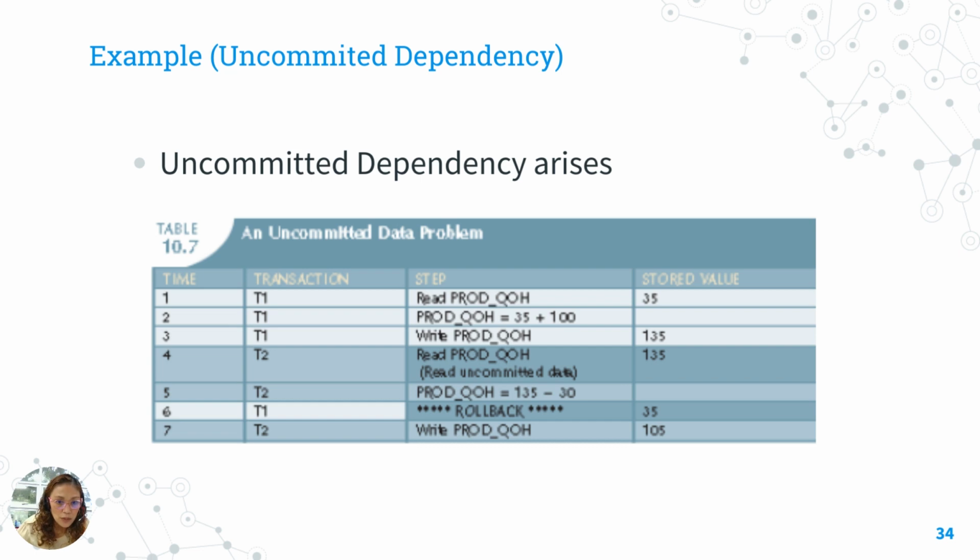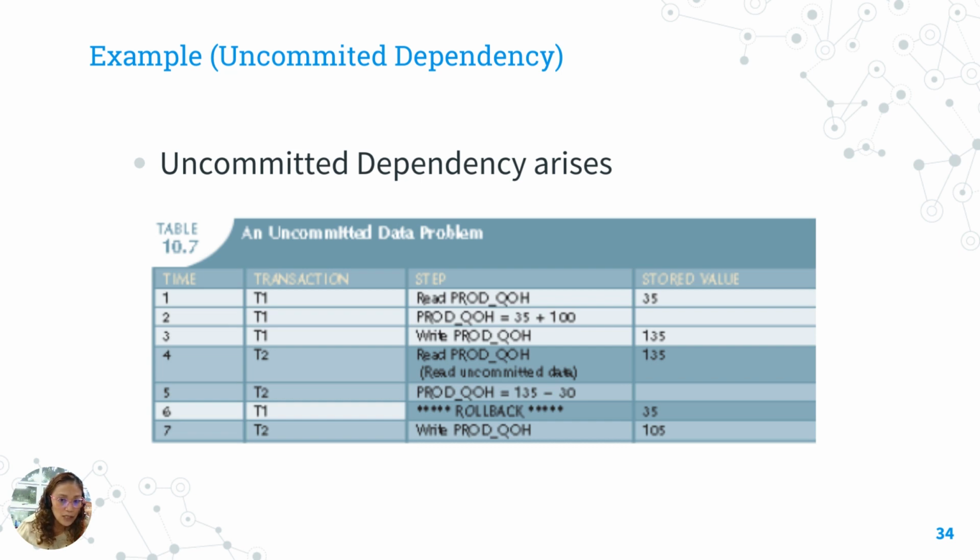At the moment that the update adds 100 units to the 35 quantity on hand value, at this same point in time, transaction 2 was able to read the uncommitted changes, which is 135. Then from that 135, the sold 30 units were deducted. However, after it has been deducted, transaction 1 rolls back its changes or its update. So it should go back to 35.